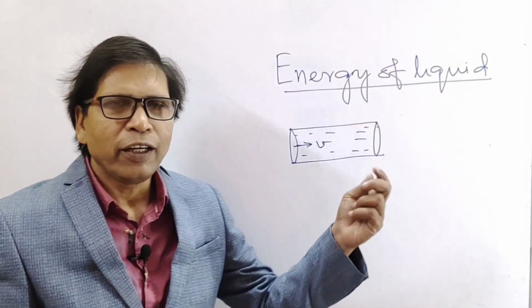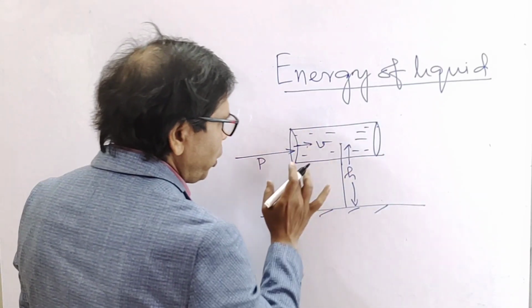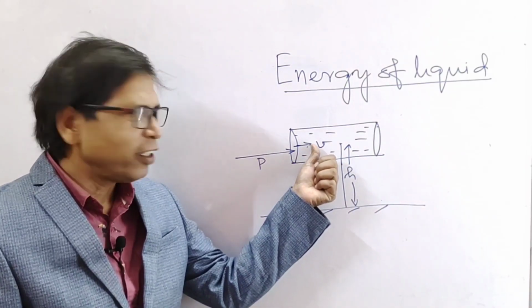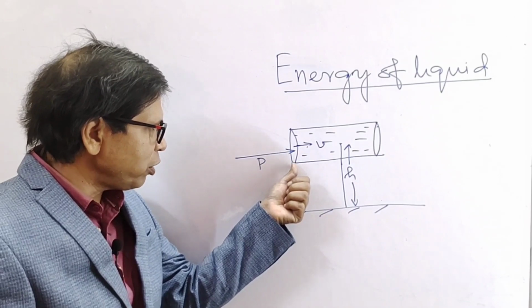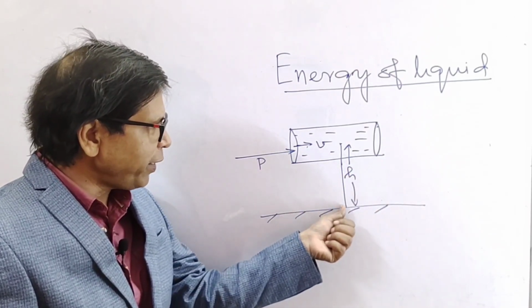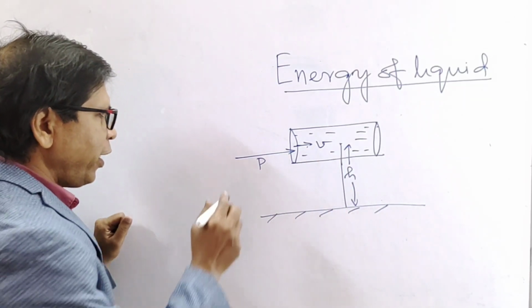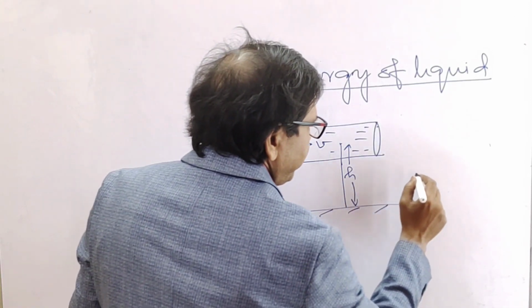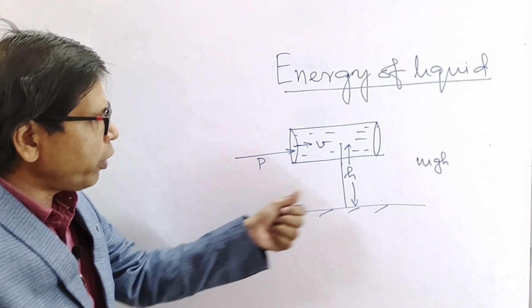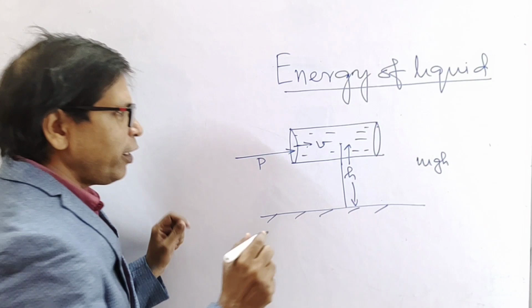Understood? Next. Now energy of liquid. For streamlined motion of liquid through this tube, the velocity of the liquid is v. The pressure difference between this and this end is P. And the tube is at a height h from the ground. So potential energy of the liquid is mgh.